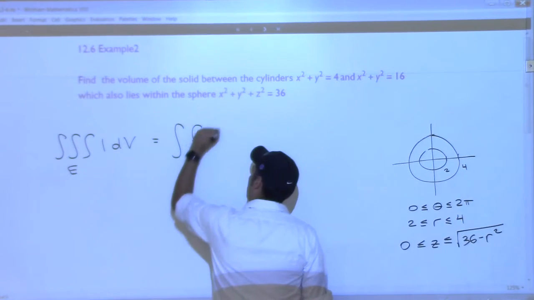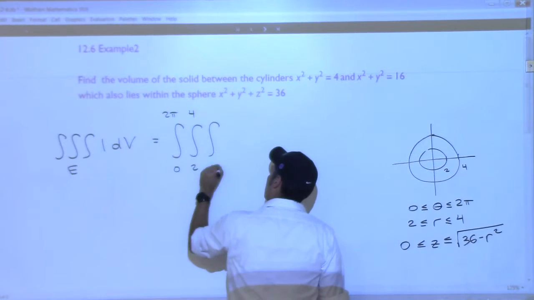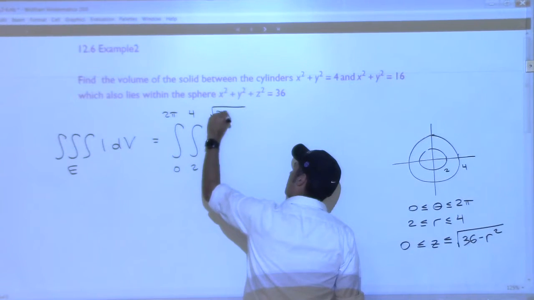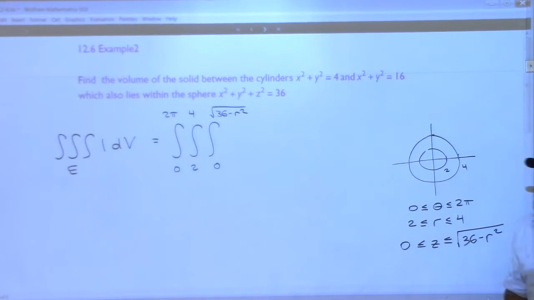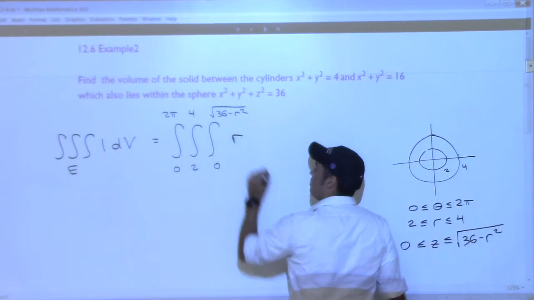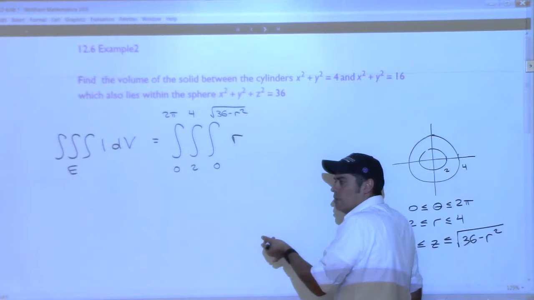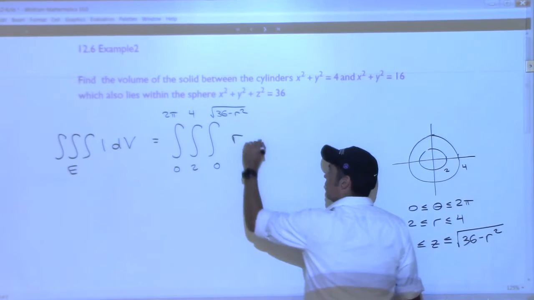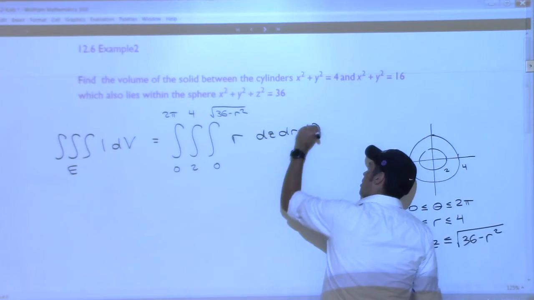which is going to be the triple integral, let's see, 0 to 2 pi, 2 to 4, 0 to root 36 minus r squared. And then what are we integrating? 1. Which is really going to be what for us, though? R. We have to have the r in there still. So even though it's 1, because we switched over to cylindrical, or polar if you like, we still must include the r.